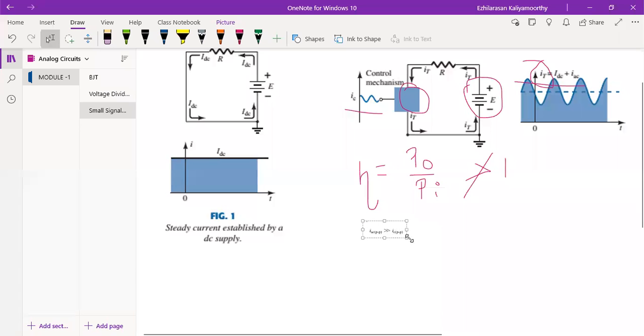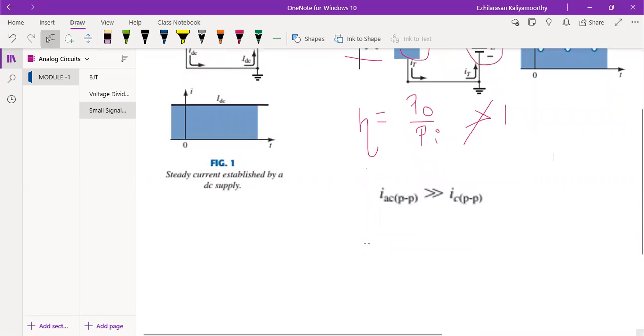See, this is the condition. I'm showing the AC current, the peak to peak. That AC current peak to peak should be very, very much greater than the collector current peak to peak actually. So now, to perform this analysis, we are doing totally two different things.